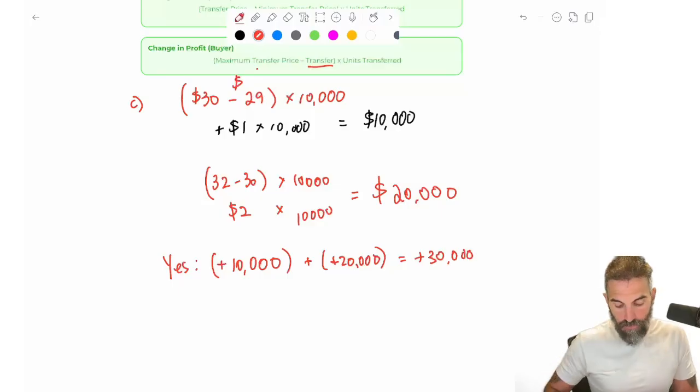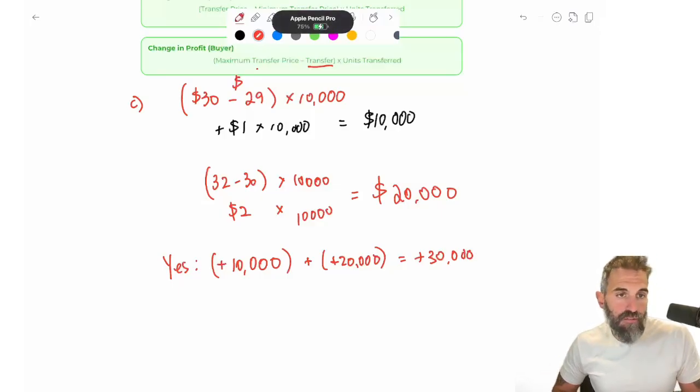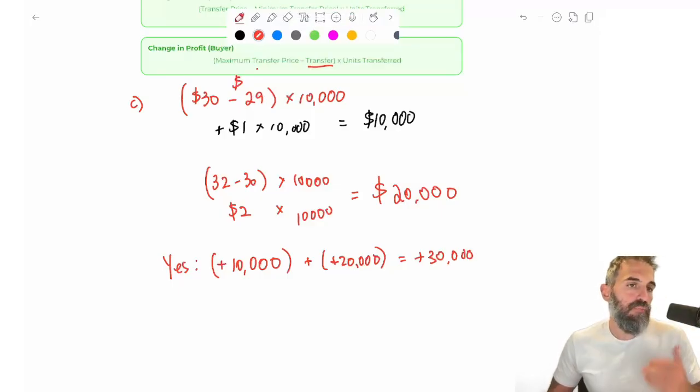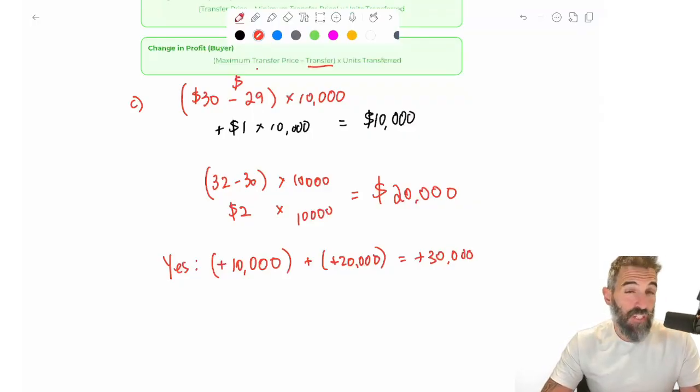And that's it. Master the formulas. Understand the logic. This becomes 10 to 12 free marks on your exam, guys. If you have any questions at all, if you're not sure about something, please DM me right away.